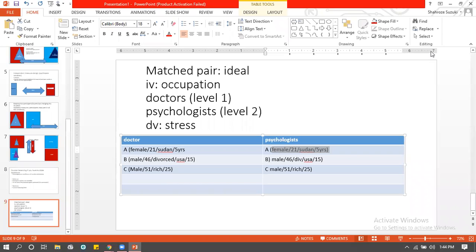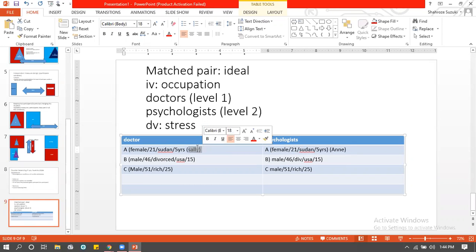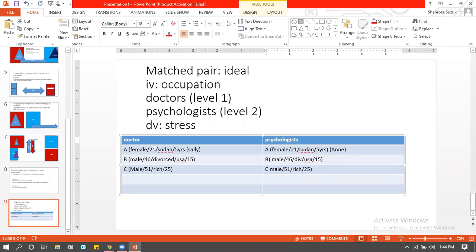Won't this come under cloning too? No, this won't come under cloning because this person who's a female is different. Let's suppose she is Sally, and let's suppose this person is named Anne. They're two different people, two different professions, but having the same characteristics.